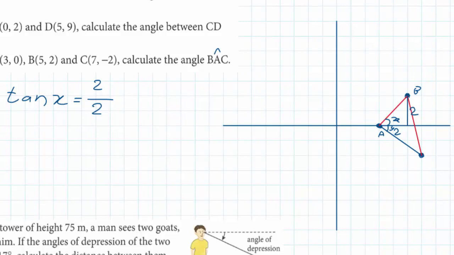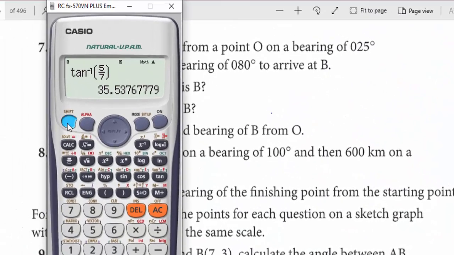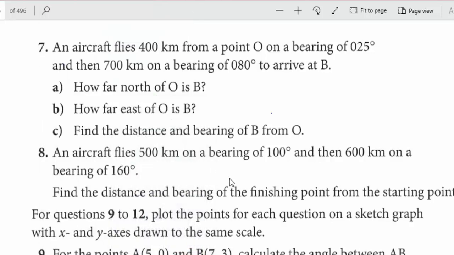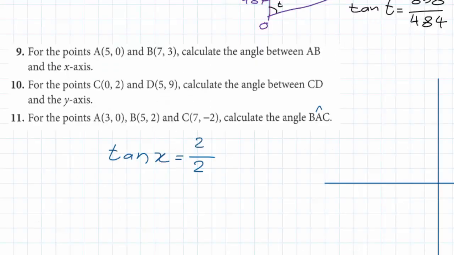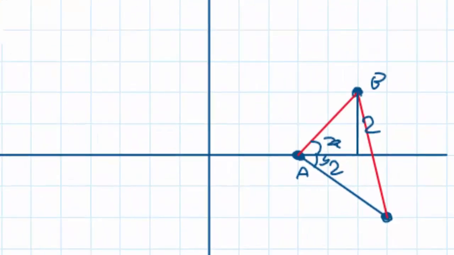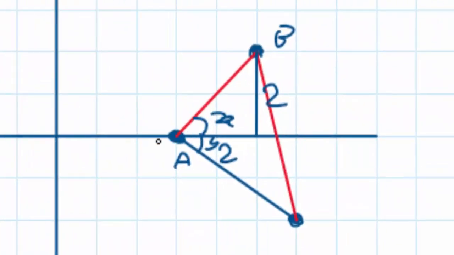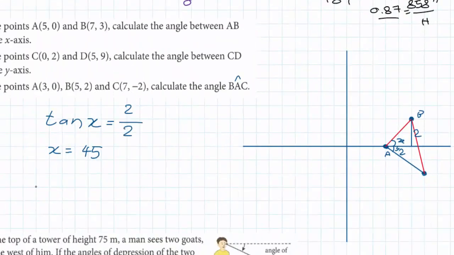Let's see tan inverse of 1. Tan inverse of 1 is 45 degrees. Means X is 45 degrees. So this part of angle A is 45 degrees. Now tan of Y.